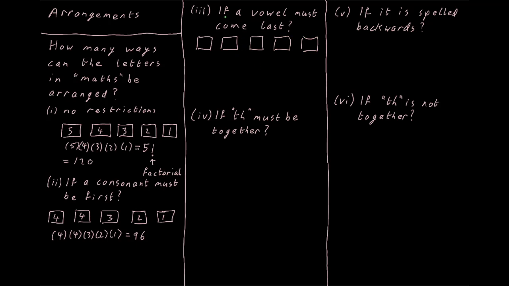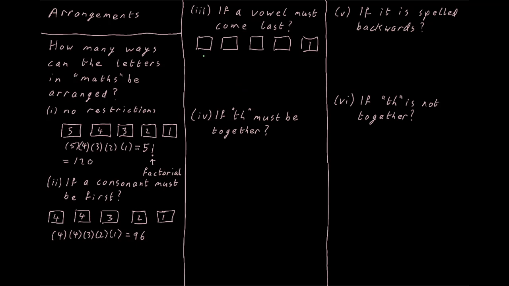3, 4, 5. So a vowel must come last. So I deal with my restriction first. I'm going to fill in that piece of information first. How many options do I have for my last letter? Well, I only have 1 because there's only 1 vowel in the list. And now I can fill in my information as before.